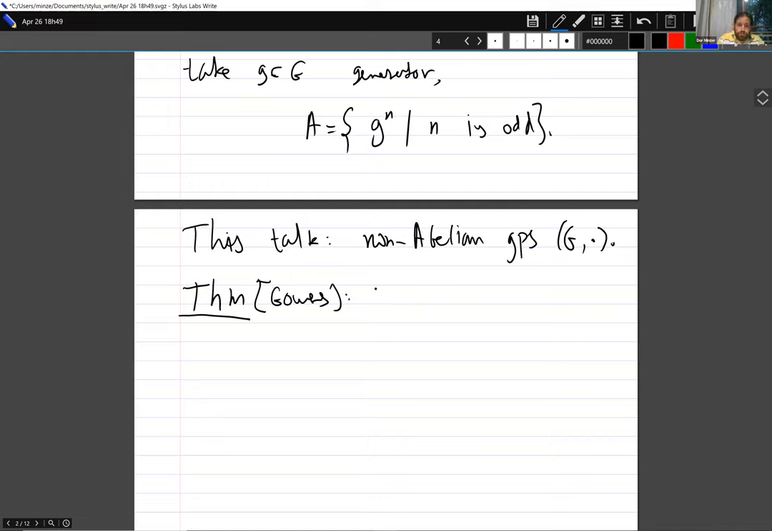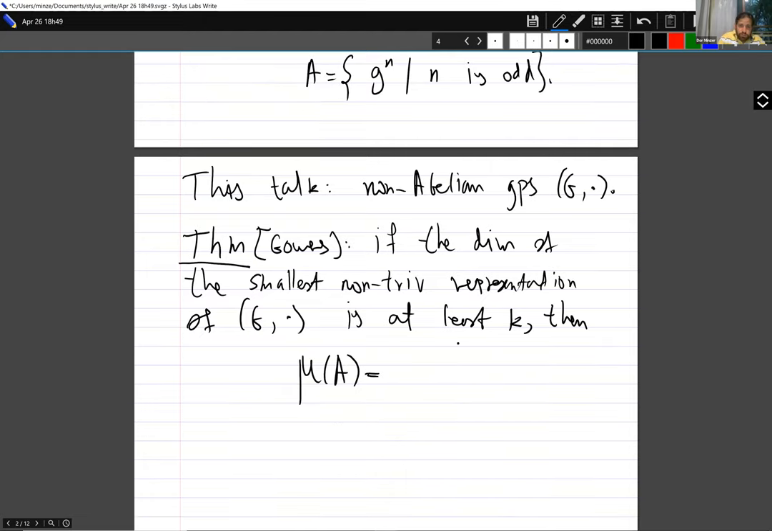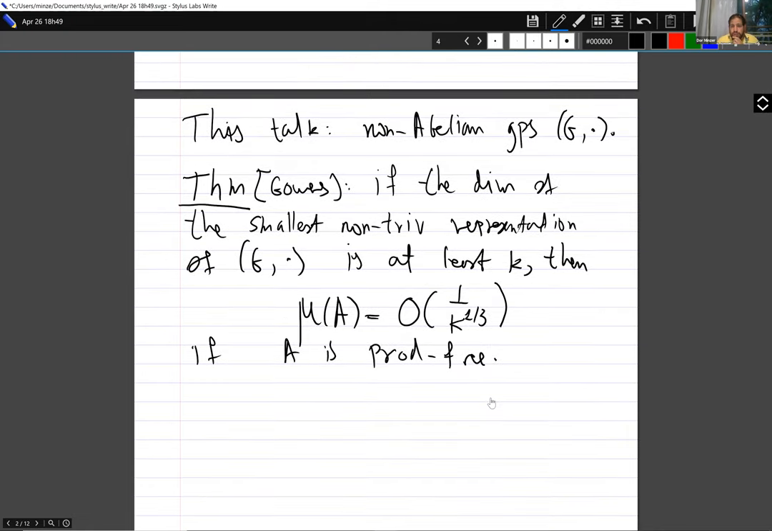So formally, if the dimension of the smallest non-trivial representation of the group is some k, then the measure of the large product free set is at most O of 1 over k to the third, if A is product free. Okay, so this is the result of Gowers.